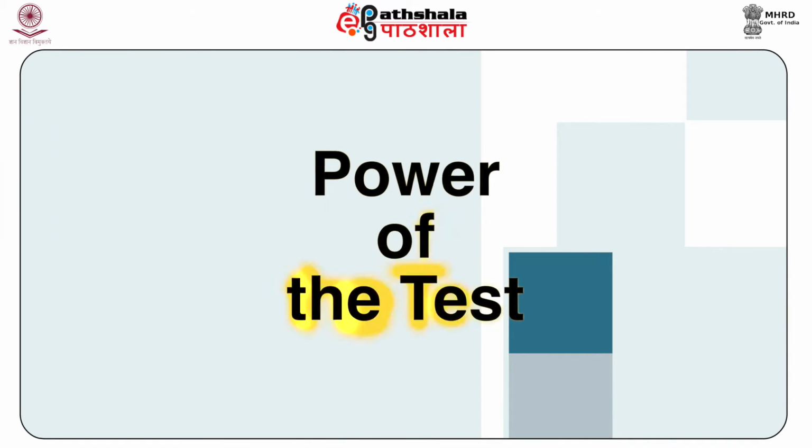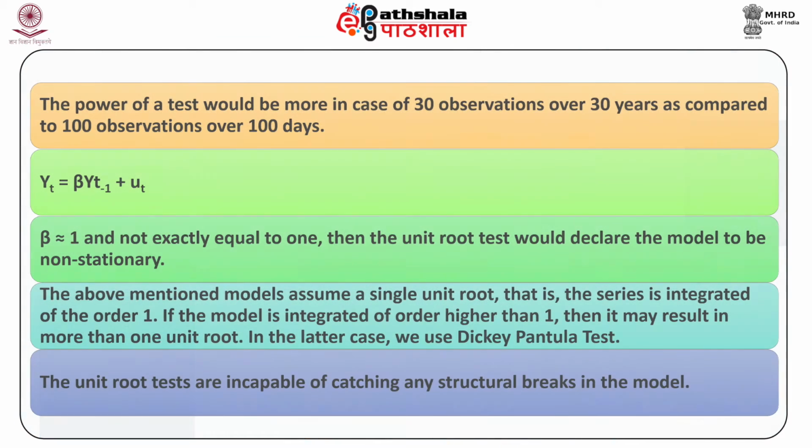Power of the test 2.6.2. Now, it is an inherent characteristic in the Dickey-Fuller test that they have a low power and tend to accept the null hypothesis more frequently than warranted, and thereby increasing the probability of committing type 2 error. The reasons can be attributed to the following. First, the power of a test depends more on the time span of the data as compared to the number of observations. For example, the power of a test would be more in case of 30 observations over 30 years as compared to 100 observations over 100 days.